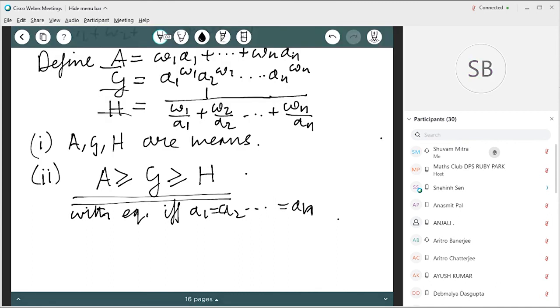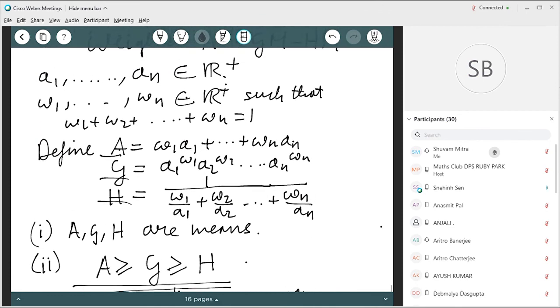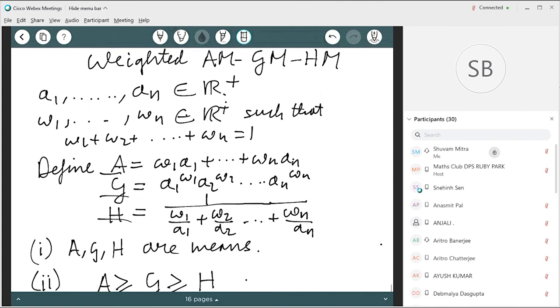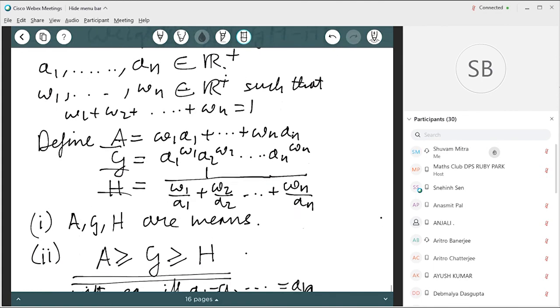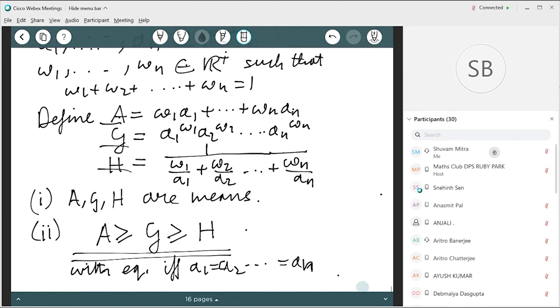I got disconnected and I could not join. Okay, so you want me to restate this part? No, I actually missed from "try to prove that if R is rational", that part. Okay, that's quite a bit actually.